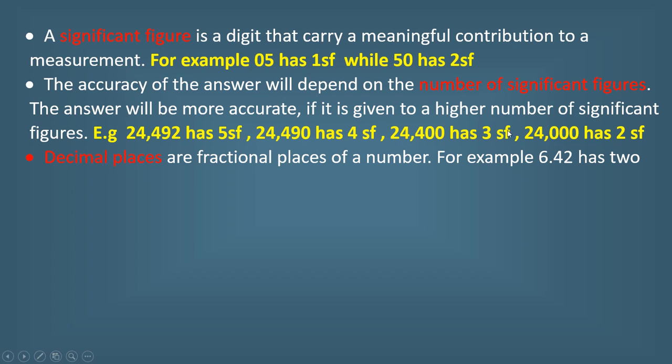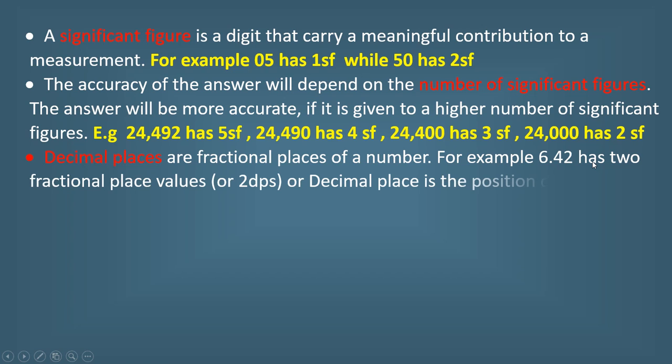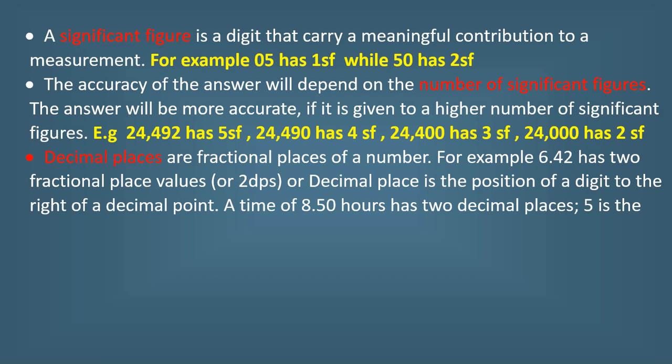For example, 6.42 has 2 fractional place values, or 2 decimal place values. You count the digits after the decimal point, which is 1 and 2. So this one has 2 decimal places, and this 4 and 2 are the fractional values of this number.